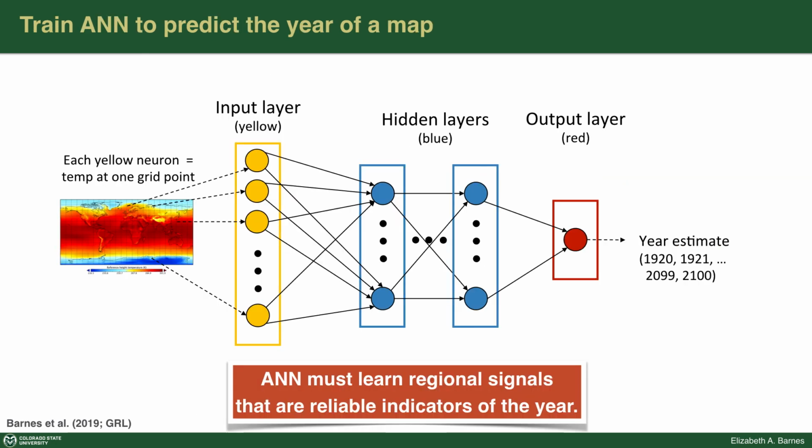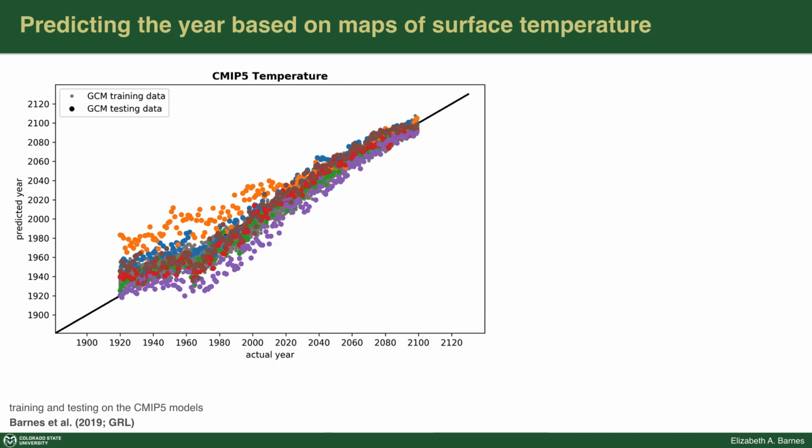So the whole idea here is that the neural network must learn regional signals that are reliable indicators of the year. And those regional signals are going to be from the forced response to climate change. So here's how it works when we actually input these climate model simulations with anthropogenic emissions included. Again, the x-axis is the actual year and the y-axis is the year predicted by the neural network.